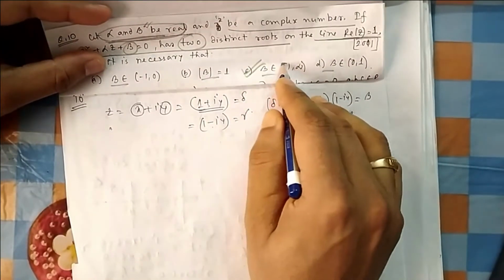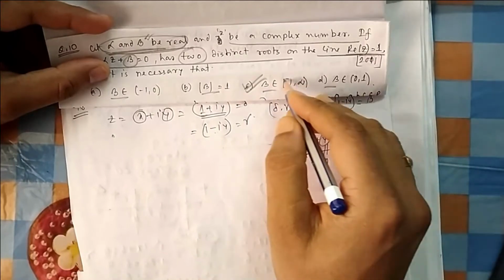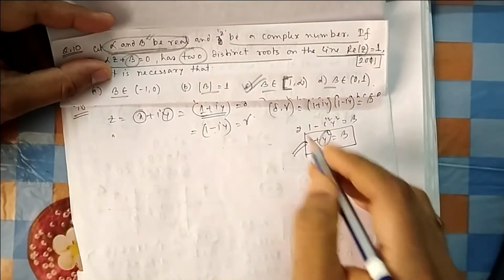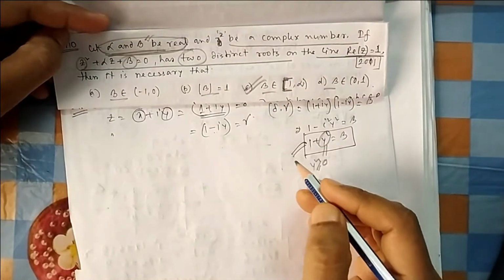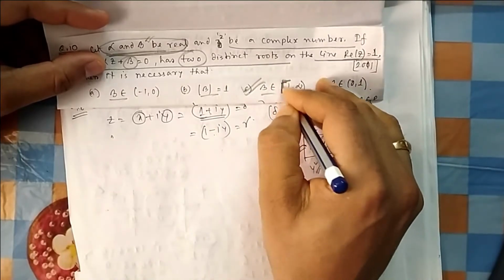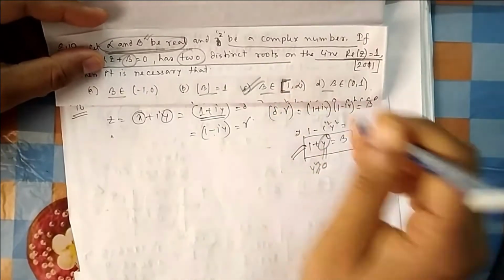You can see this bracket is a closed bracket. Why is it closed? Because it can be 1, if y is equal to 0. Y can be 0, there is no problem. No one has told you y cannot be 0. If y is 0, then beta is 1. So that's why this closed bracket. That means including 1, it can go anywhere.